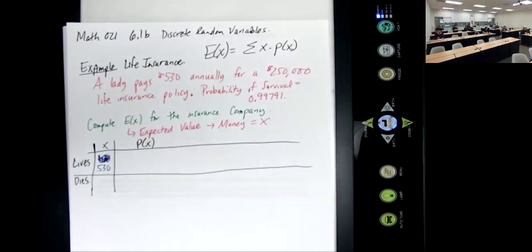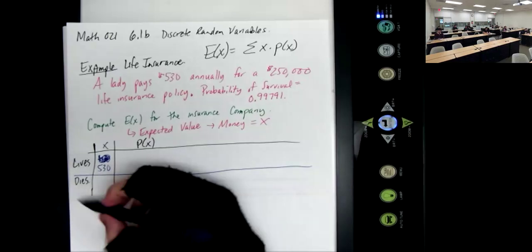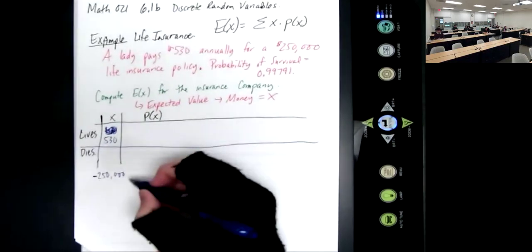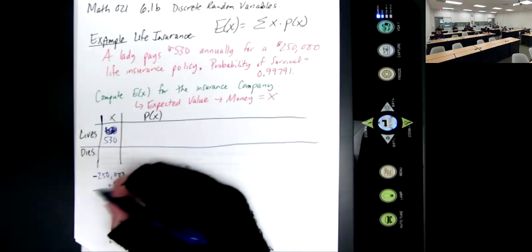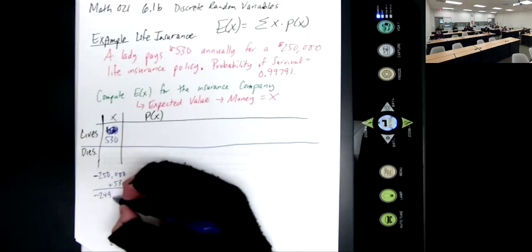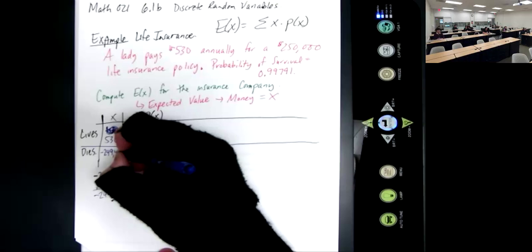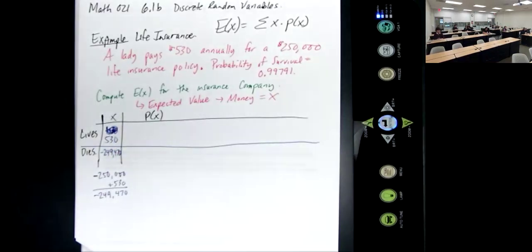She dies. What do they get? They have to pay $250,000, but they already collected the $530. So they keep the $530. They're really only down $249,470. That's the tricky part of the life insurance policy. It's easy to forget about how they already got the money. They don't give out the insurance for free. So you have to pay for it.